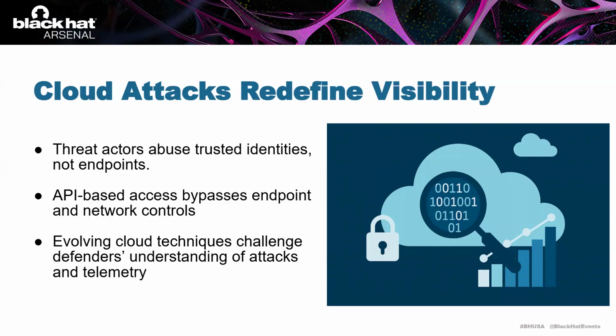In on-premises environments, we've had years to learn how attacks look, what a malicious process or a binary looks like. But in the cloud, defenders are still building that intuition. What does malicious OAuth activity look like? How do you detect abuse of a service principal? I think these are still emerging questions, and attackers are a bit ahead of us.